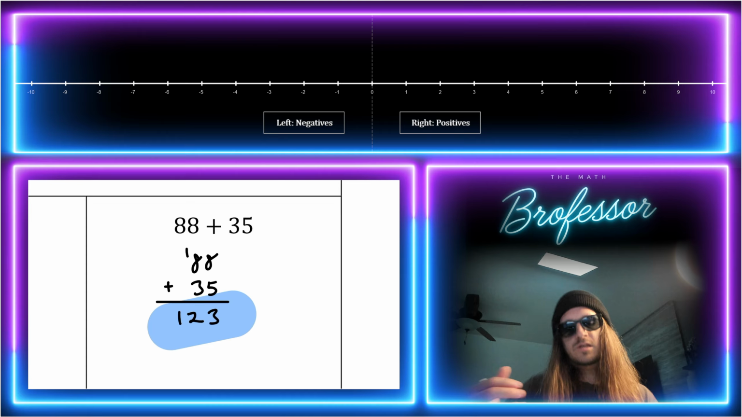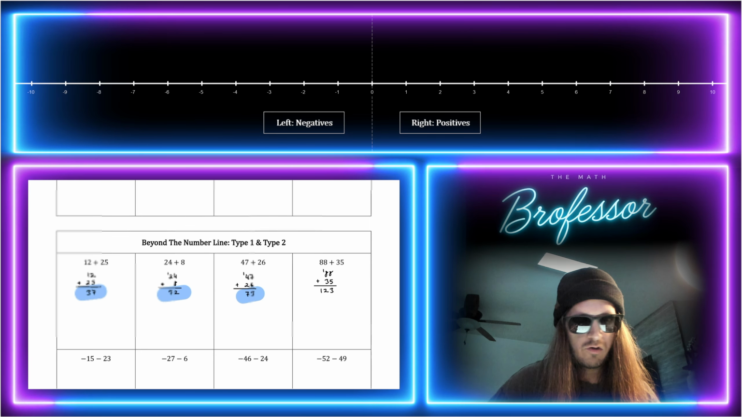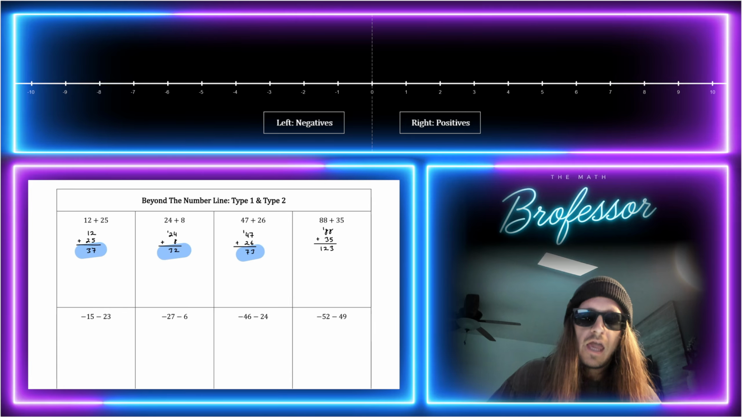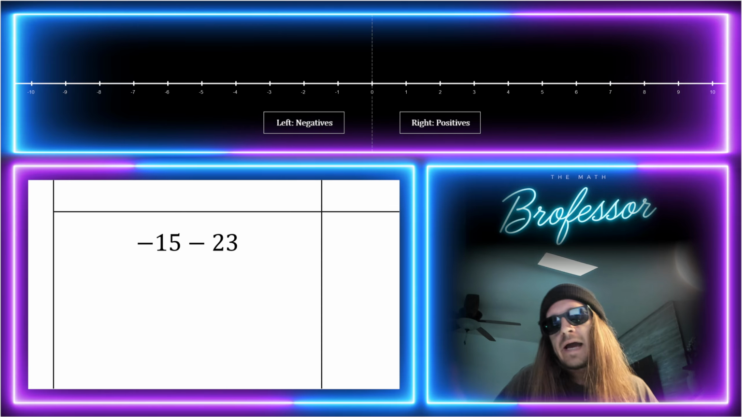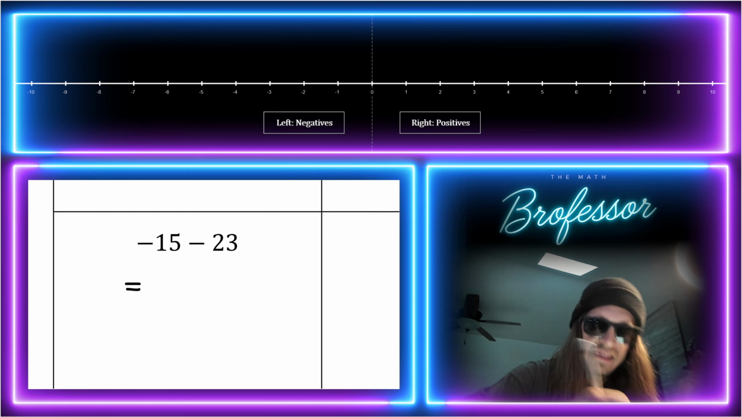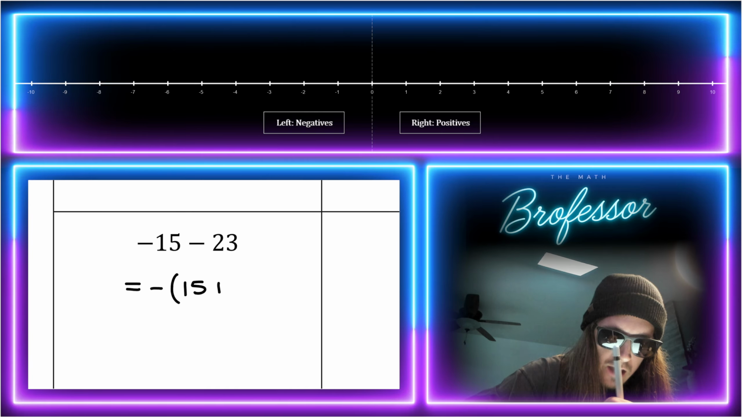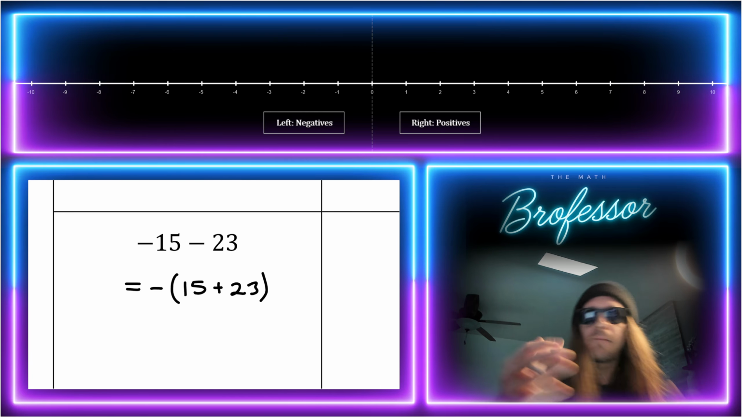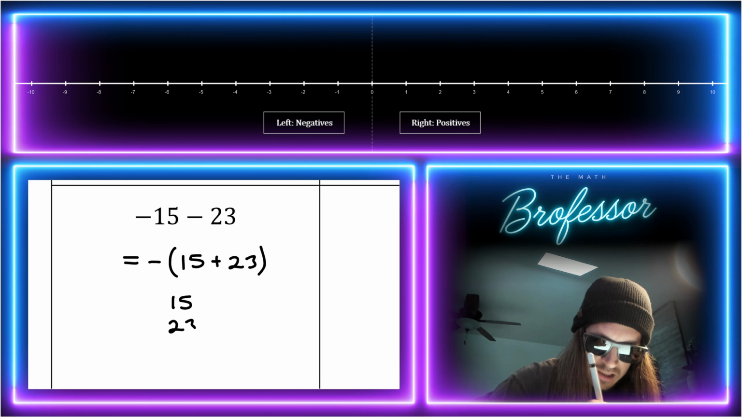Okay, why am I doing this? To show you how to handle this next row of problems. This is all connected. Type 1 and type 2 are opposites. Meaning, this right here, how would you do this by hand without a number line? This is the opposite of type 1, meaning this is the same as negative, that's the opposite, of 15 plus 23. So if you want to do this by hand, you would just add 15 and 23.